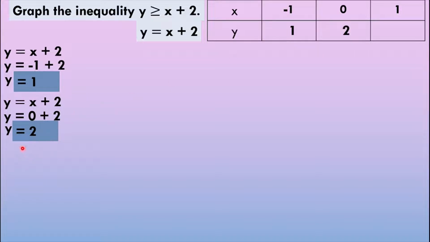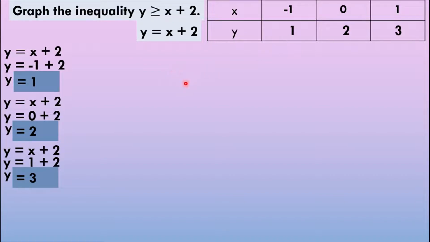Next, for the last table of values, we have x is positive 1. So, substitute: y is equal to 1 plus 2, that is 3. So, when x is 1, y is positive 3. Okay, we already complete our table of values. When x is negative 1, y is positive 1. When x is 0, y is positive 2. When x is positive 1, y is positive 3.